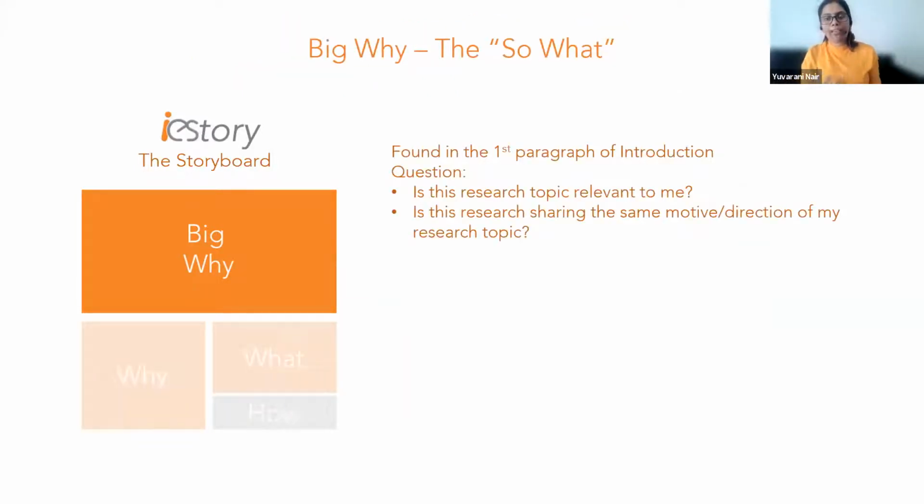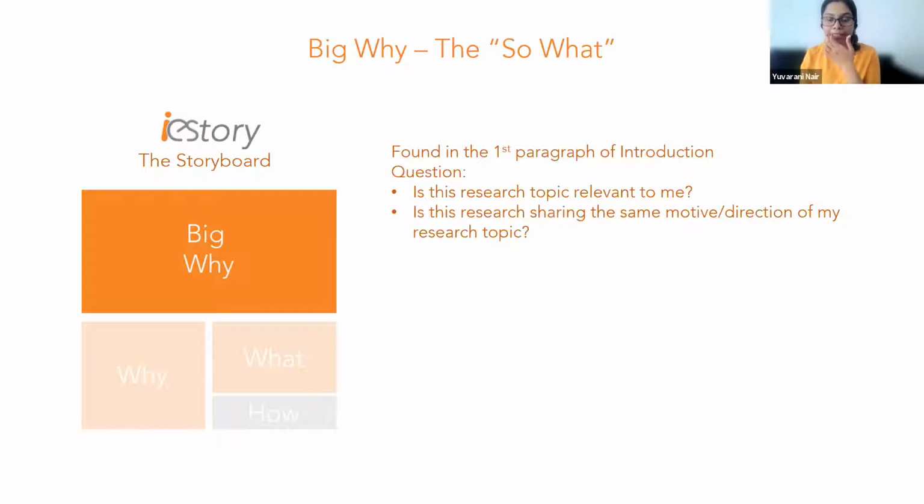So where do they find the answers to these questions? The big why is pretty much the so what of the entire paper. Mainly they identify the big why from your introduction, but sometimes it could also be identified within your title, depending on the types of keywords you use. But most of the time they would look into either the beginning sentence of your abstract or the introduction.